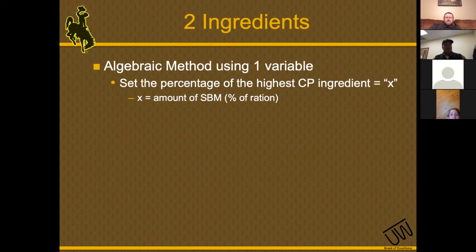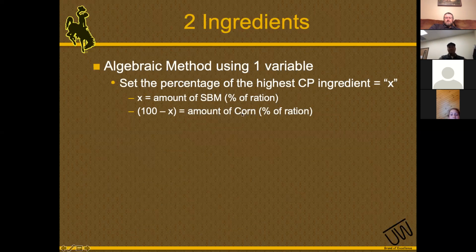So X is going to equal the soybean meal, the percentage of the ration I want. Remember back, X plus Y equals 100, right? Well, now I'm going to say 100 minus x is what corn is. So I wanted to keep them both as an x variable, because as you'll see, I can actually solve the equation if there's only one variable in it. So x is soybean meal, 100 minus x is corn.